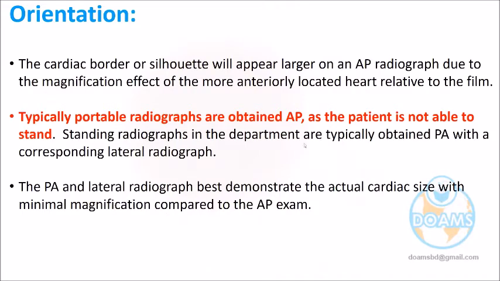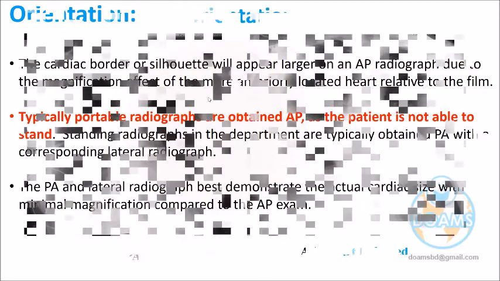Now the next word is orientation. AP, I have already discussed a little. AP view, PA view, erect posture or lying position. Sometimes we need to know it because lying position will give a bigger heart shadow. And sometimes in an emergency situation we have to do it by portable X-ray. So this is the orientation.